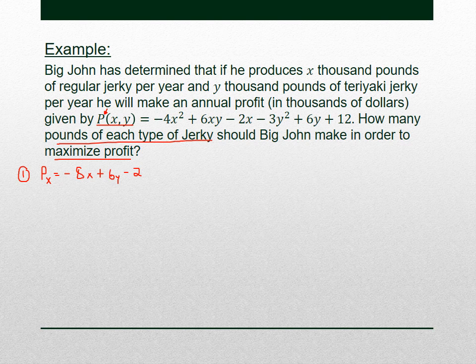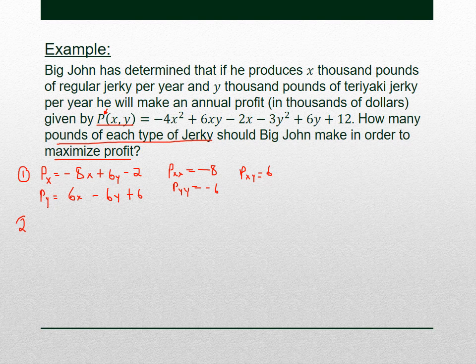All right, P_y, what do we get? For P_y, we get 6x minus 6y plus 6. Okay, P_xx, looks like we just get negative 8. And P_yy, we get negative 6. And P_xy, we get positive 6. Okay, so that's the end of step 1.